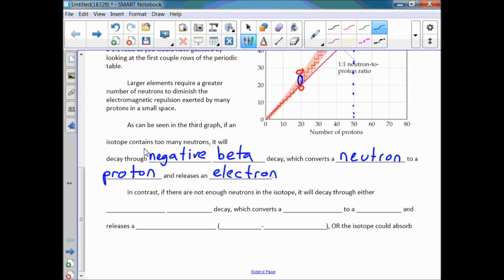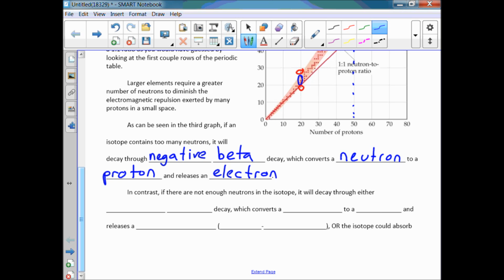So, too many neutrons means that there's too much compression force in the nucleus, too much strong nuclear force. So it naturally flips a neutron to a proton, but by conservation of charge, it has to release an electron as well. In contrast, if there are too few neutrons in the isotope, there are two different things that can happen.